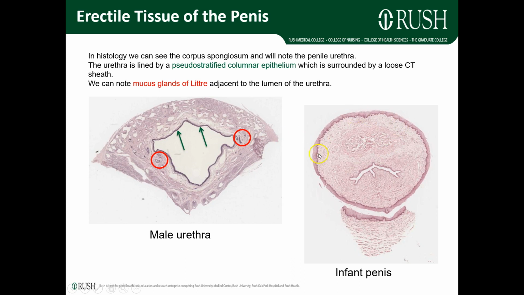This is a section that you're going to be seeing which is less developed because it's an infant penis, but nonetheless you can see the urethra here. You can also see the spongiosum as well as cavernosum here, 1 and 2.